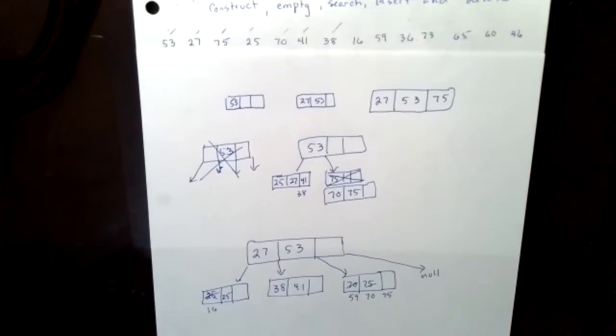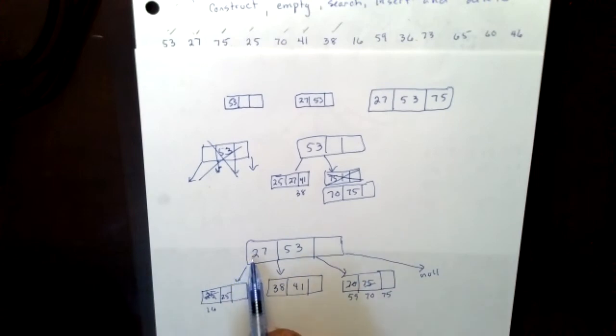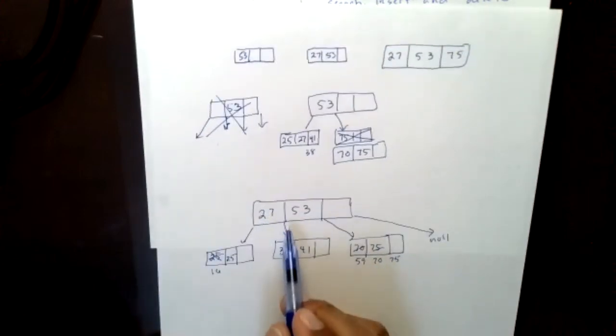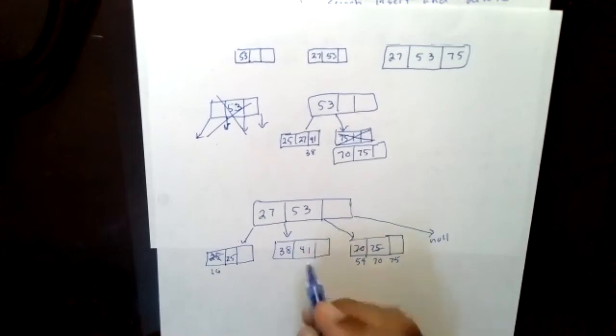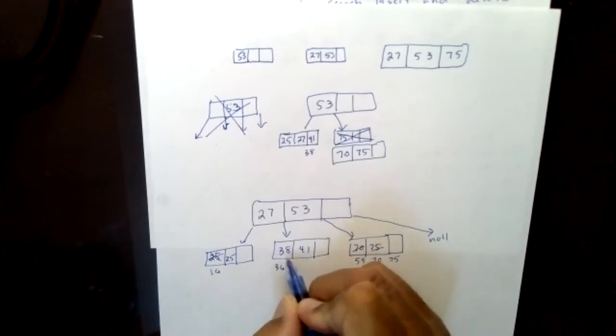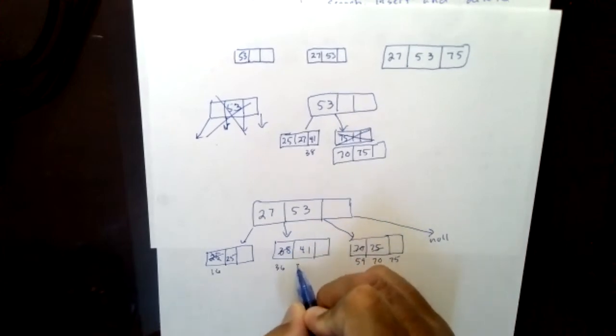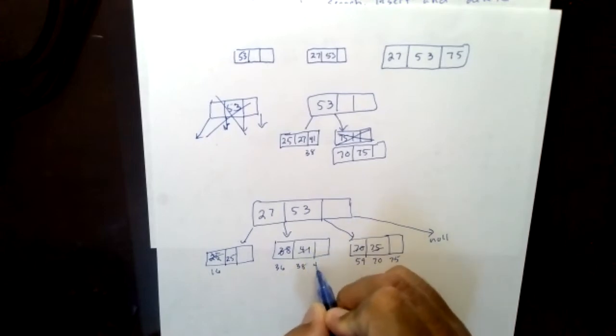All right, we just added 16, added 59. I want to add 36. It's not less than 27. It's greater than, so it's going to come down into here. This is going to be 36. This is going to be 38. And this is going to be 41.